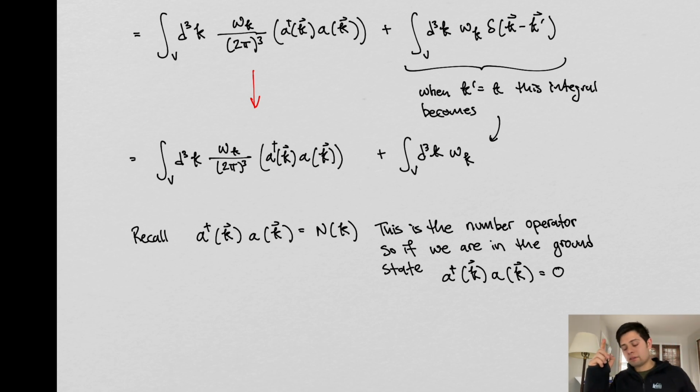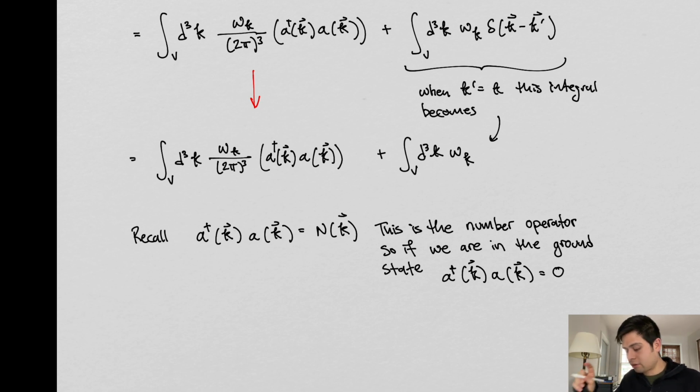Let's think about this now. This is actually very interesting. So if we recall, a dagger a, that's the number operator, right? And we have this reliance on k, right? We don't really have to think about k right now, but what we want to do is we want to say, well, okay, so this is the number operator.